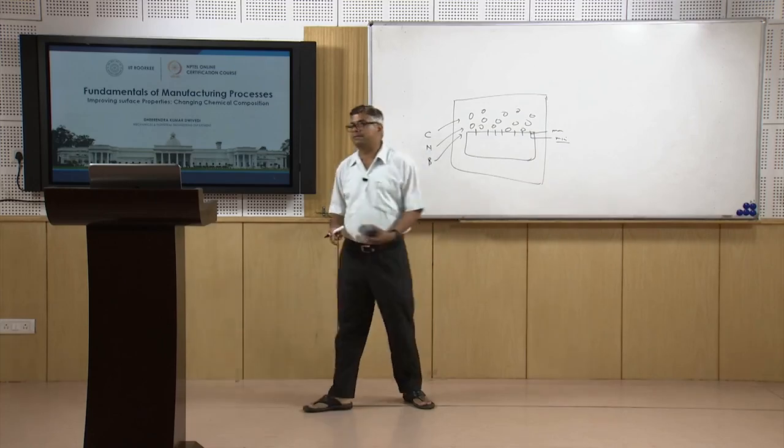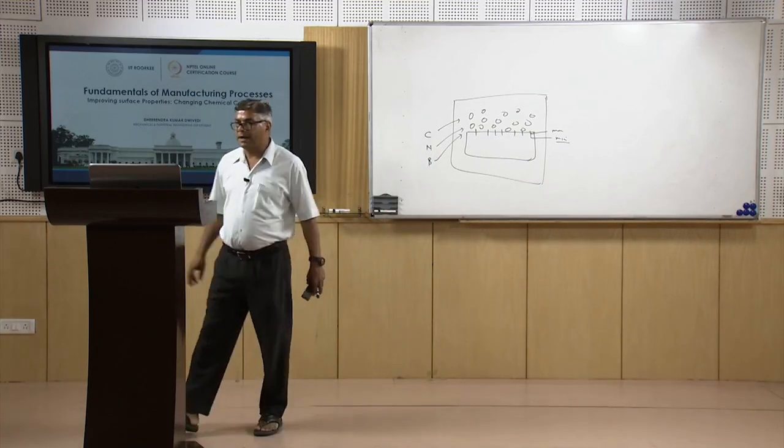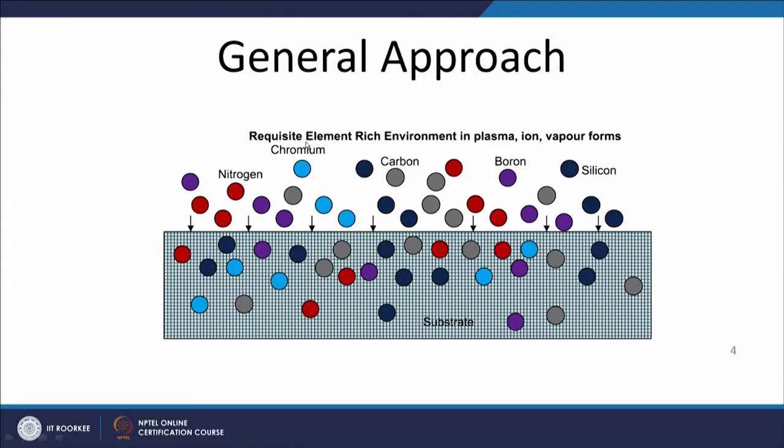This is what has been shown in this diagram, wherein the requisite element rich environment, either in the form of plasma, ions or metal vapors, in atomic state, ionized state or plasma state, is created all around the component to be modified.